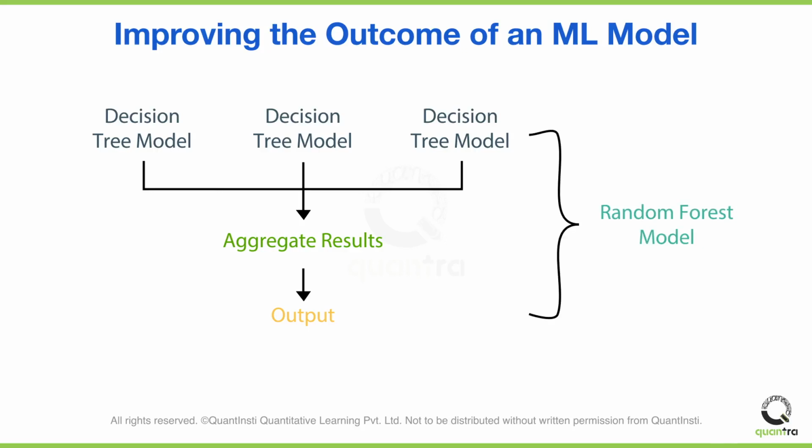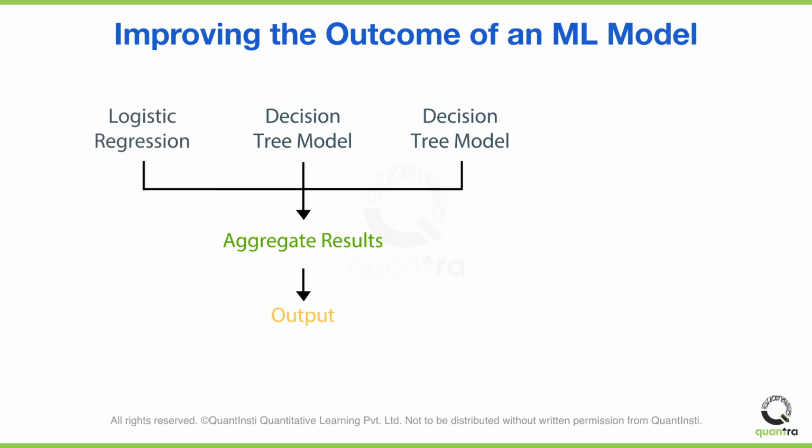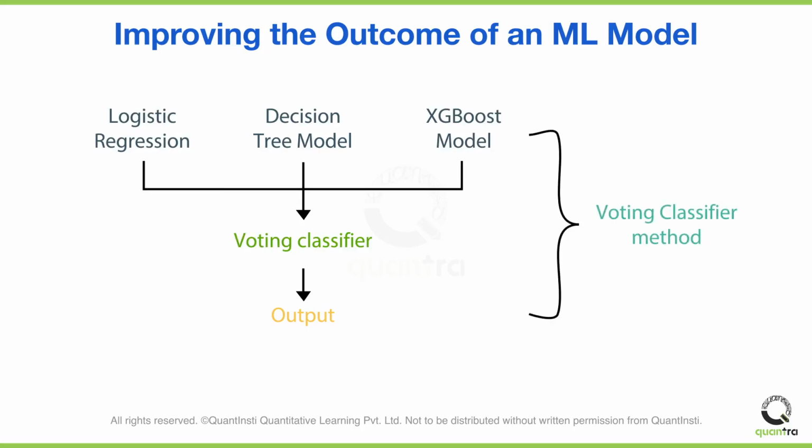But why should you restrict yourself to one type of ML model? You could also use multiple ML models, like logistic regression, XGBoost, and decision trees together. And then use a voting method to identify and give the best output. This is the voting classifier method.